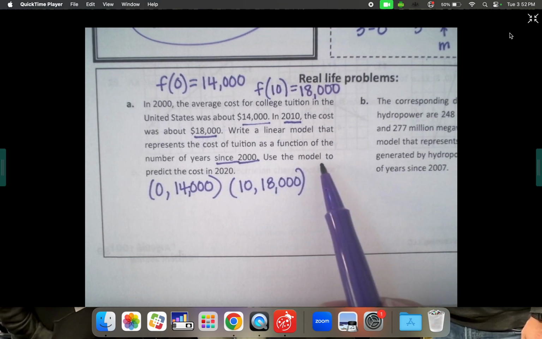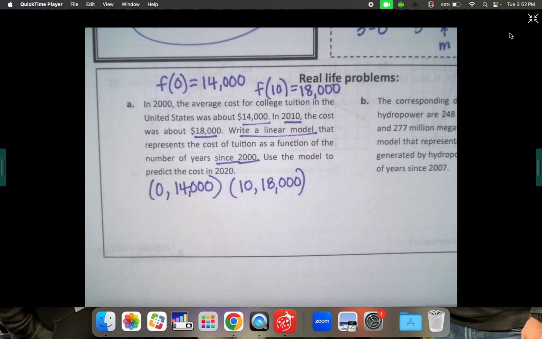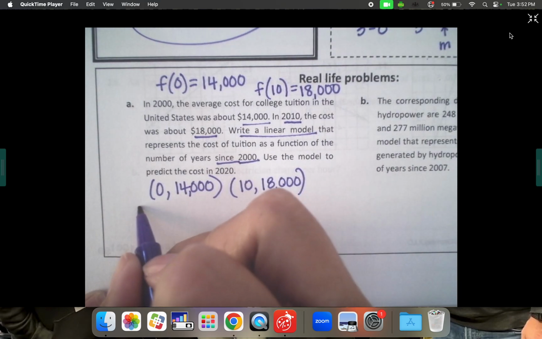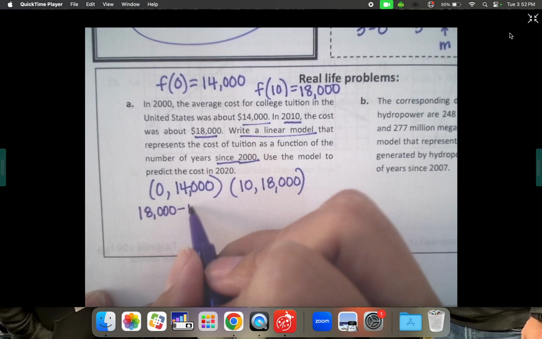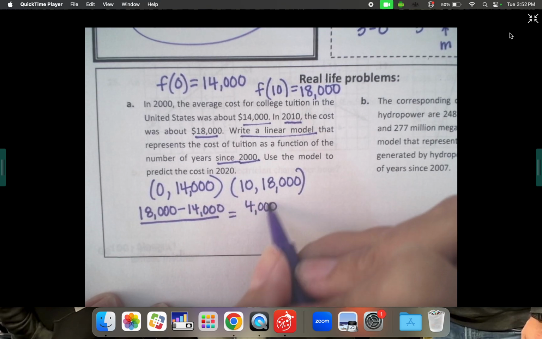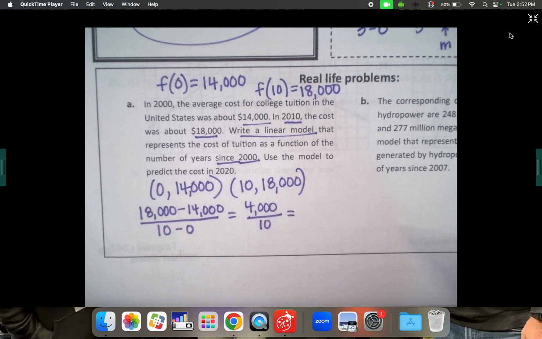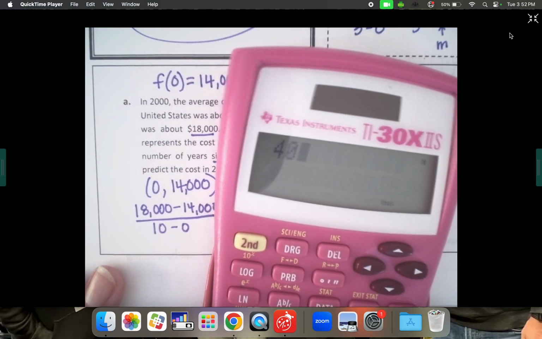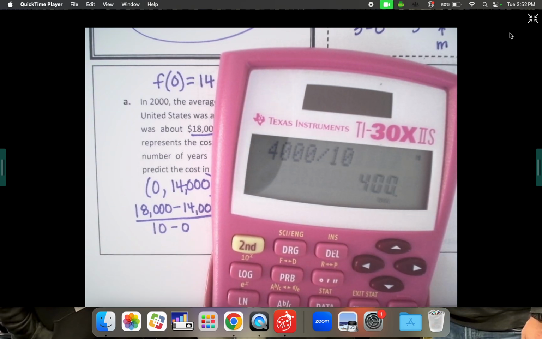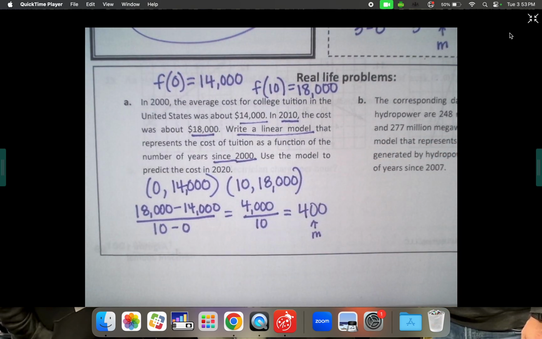All right. Again, we're writing an entire equation, I think. Is that what it said? Write a linear model. Okay, yeah, that's going to be an equation. So let's do y2 minus y1 over x2 minus x1. So 18,000 minus 14,000. I know you guys can do this in your head. I don't know why I'm writing it all out, but it would be 4,000 over 10 minus 0, which is 10. 4,000 divided by 10 is just going to be 400. So the slope is 400. So that's our m. So we have part of our answer.